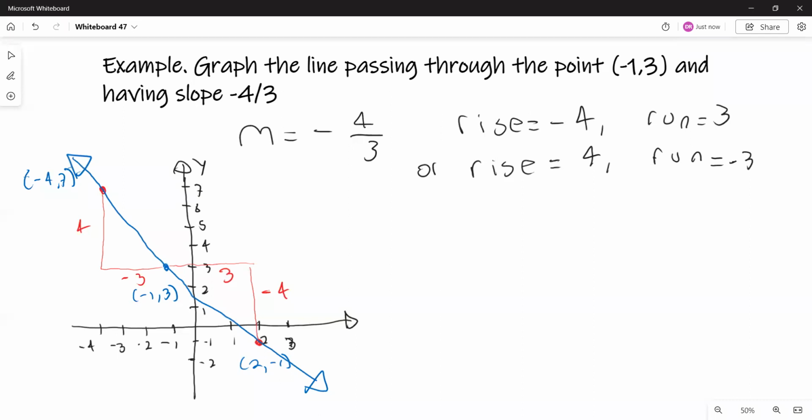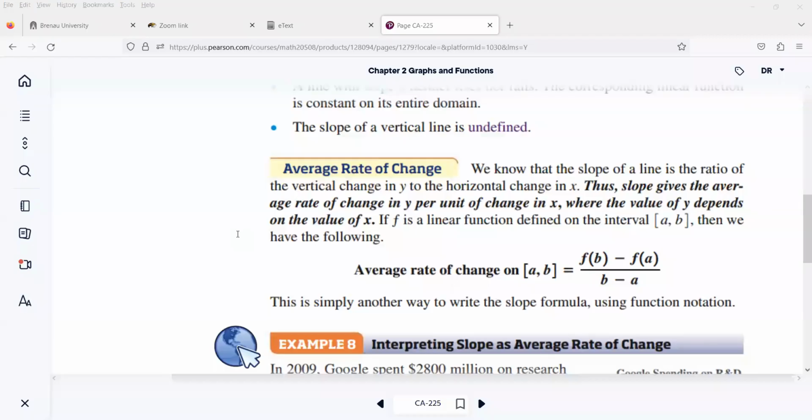A generalization of the slope, and that's a very important concept in calculus, is the average rate of change. Okay, so I'm still going to read this part. We know that the slope of a line is the ratio of the vertical change in y to the horizontal change in x. Thus, slope gives the average rate of change in y per unit of change in x, where the value of y depends on the value of x. So if f is a linear function defined on the interval a comma b, then we have the following. So I'm going to write this formula.